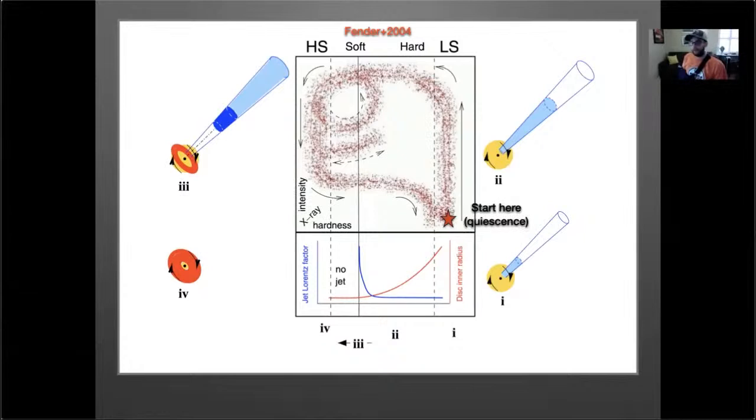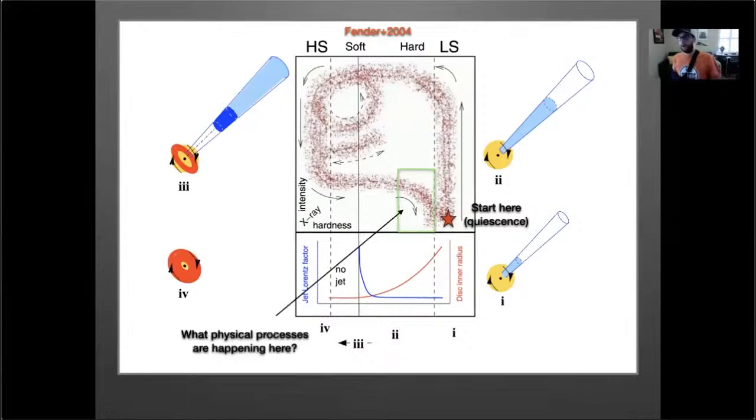And then as the outburst continues, it decreases in flux and heads back towards the hard state on the right-hand side of the plot and heads back towards quiescence. What we're particularly interested in is the physics happening at this point here in the hardness intensity diagram. What happens as the source heads towards quiescence? What do we observe?